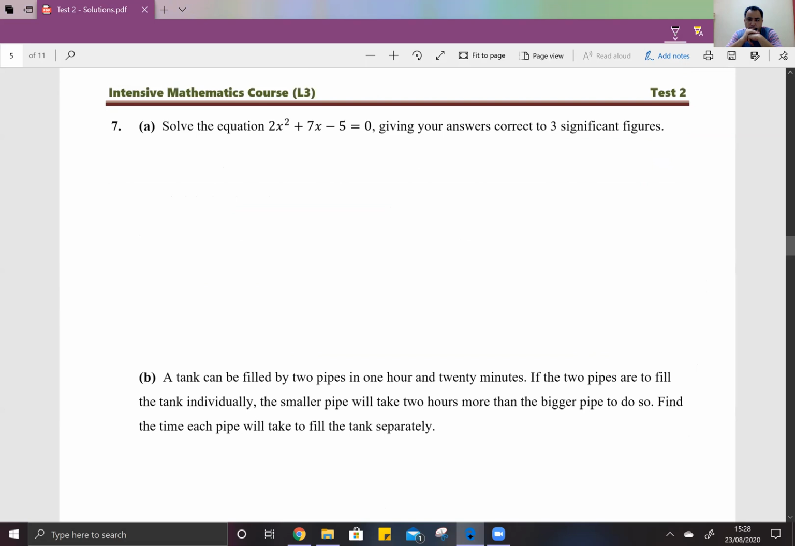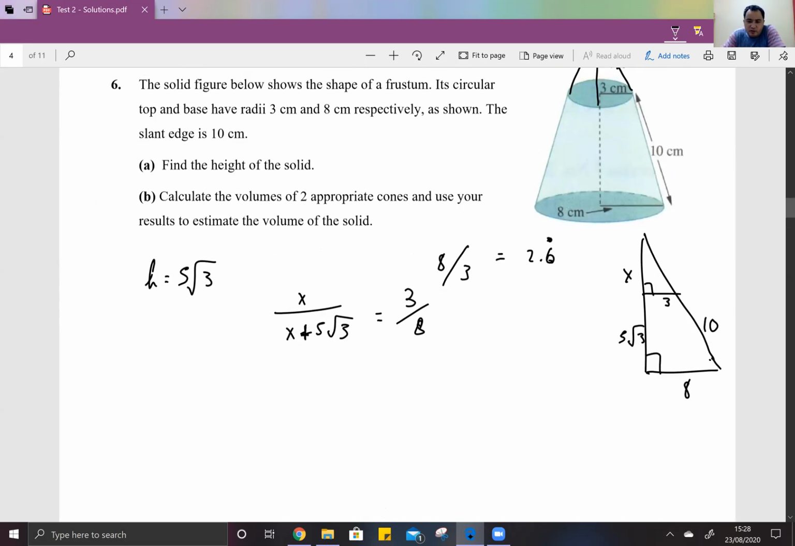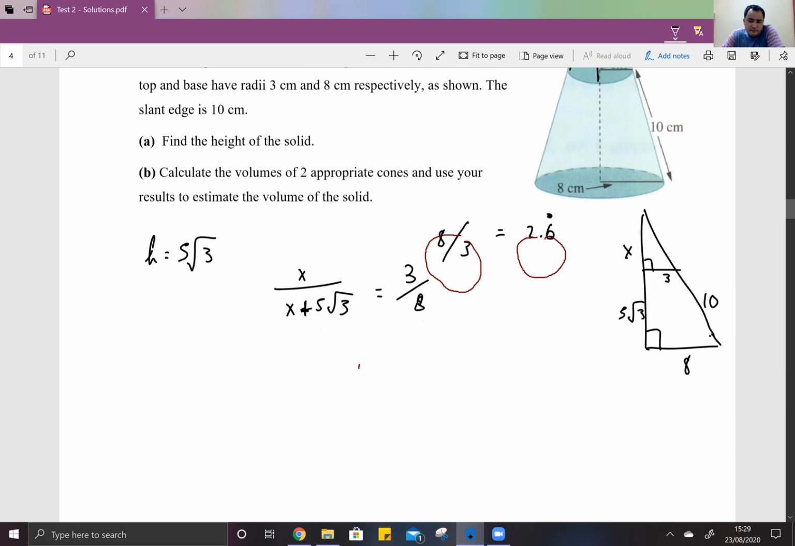Wait, what do you mean by that? Because now 8 over 3, right? Or 3 over 8, whatever it is. But here, instead of this 8 over 3, if you use 2.6, you might have to go through maybe 3 or 4 steps, and every time you go to another step, that error gets bigger and bigger because 8 over 3 is not equal to 2.6, right? Yeah. So the exact value is 8 over 3 or 3 over 8. Use this number in your final answer, then you can estimate this. Oh, okay.